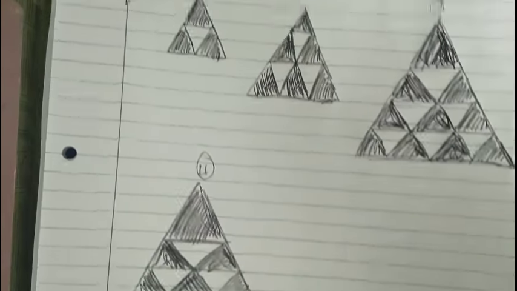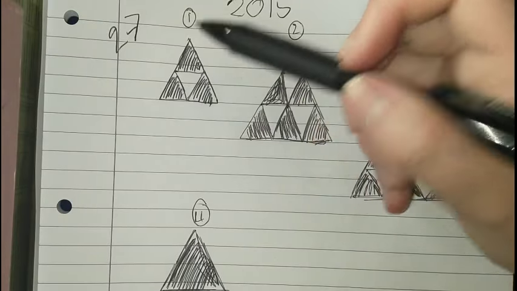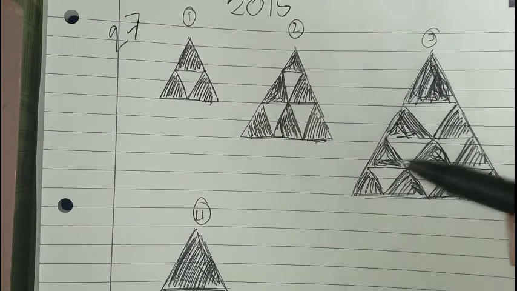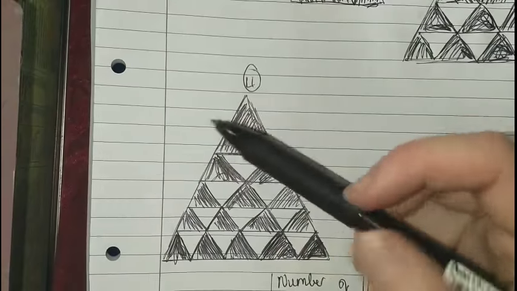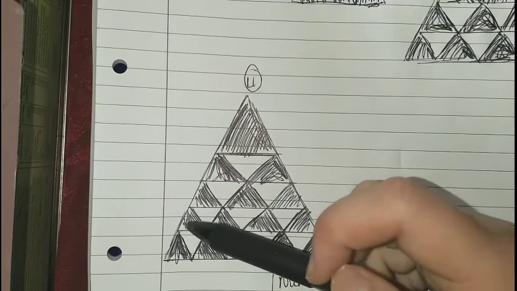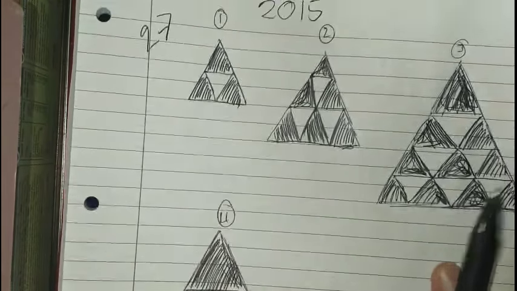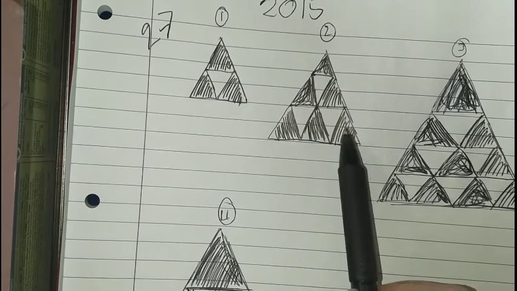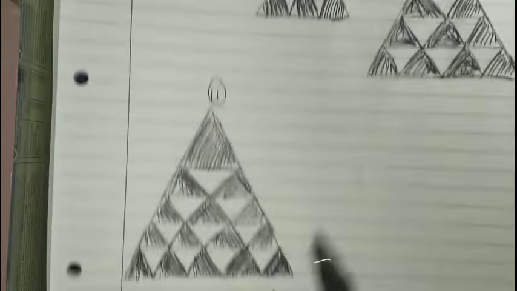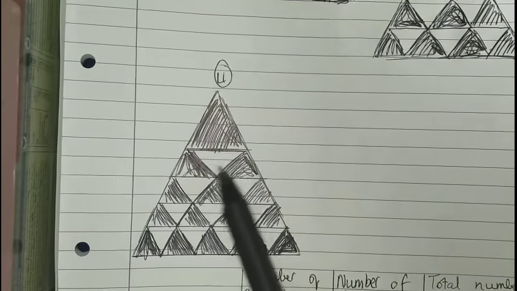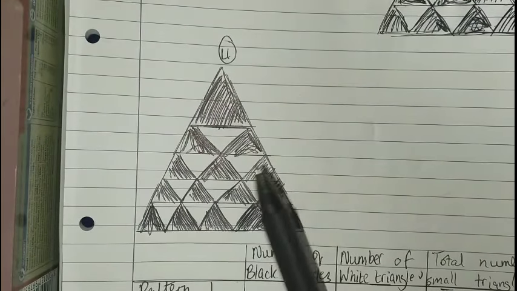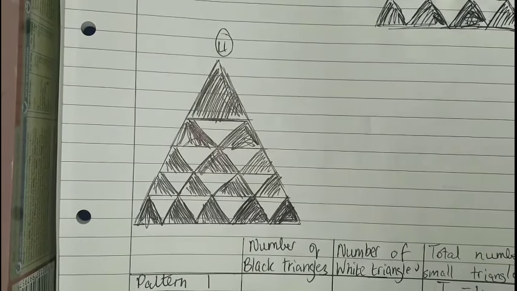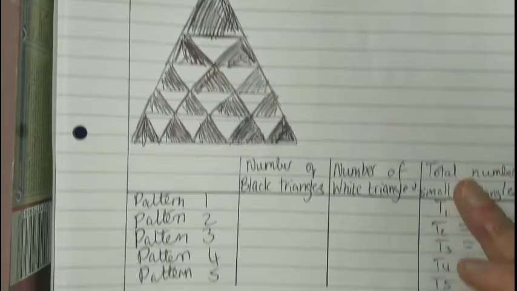So what I would say is we have 1, 2 rows here, 1, 2, 3 rows here, 1, 2, 3, 4 rows here. So in this one, we're going to have 1, 2, 3, 4, 5 rows. In each row, there's 1 in the first row, 2 in the second row, 3 in the third row, 4 in the fourth row. So the first one has 1, the second one has 2, the third one has 3 black triangles, then 4, then 5 black triangles. So that's the fourth pattern in the sequence.